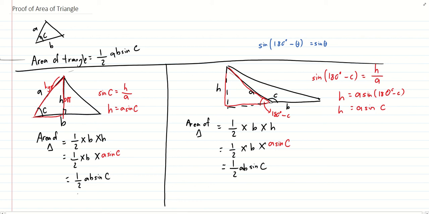So regardless of the triangle, whether or not it's an acute triangle or an obtuse triangle, we will still have the same exact formula, half AB sine C. Okay, so I hope that helps you with understanding the formula better. In the next video, we will look at examples of how we can apply the area of triangle to solve problems involving triangles.